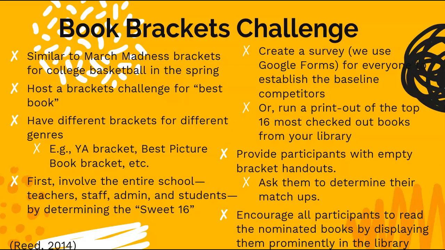There's a couple of ways you can do that. We use Google Forms, so you can create a survey for everyone to fill out to determine the baseline competitors. We've even done it a quicker way. You just print out the top 16 most checked out books in your library, and that determines your Sweet 16 for the brackets. Everyone that wants to participate gets an empty bracket handout, and you just ask them to go ahead, based on the baseline competitors, who do they think will end up being the final four and then the top winner?